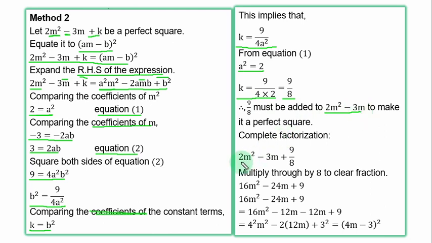That is what you have there now. Then complete factorization. First, we need to clear the fractions. To clear the fractions, you multiply through by 8.